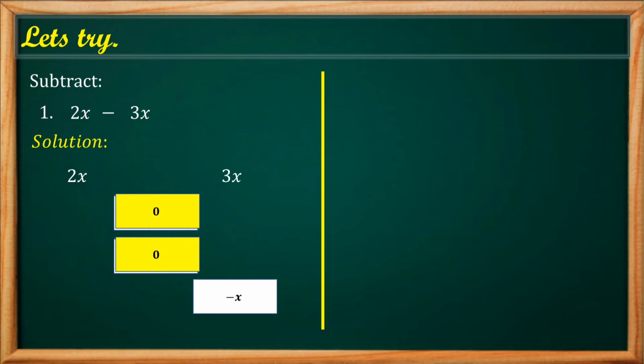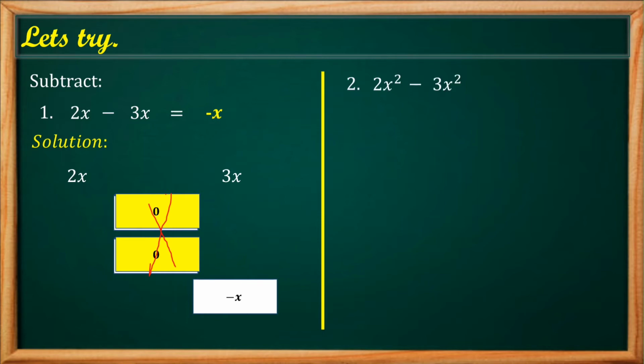Ano na lang ang natira? Kapag mawala ito, wala na yan. Tanggalin na natin yan, wala na yan. Ano na lang ang natira? Ang natitira ay isang negative x. Therefore, if we will answer this one, 2x minus 3x, that is equal to negative x. Kasi nag-iisa na lang siya. Negative x.